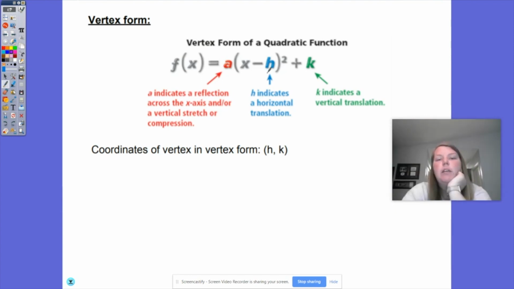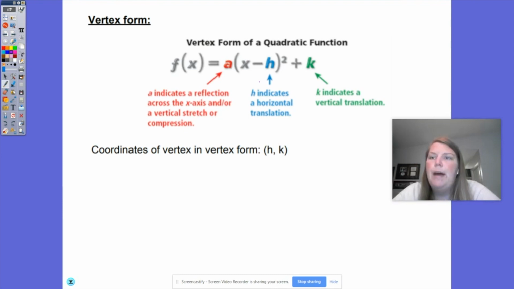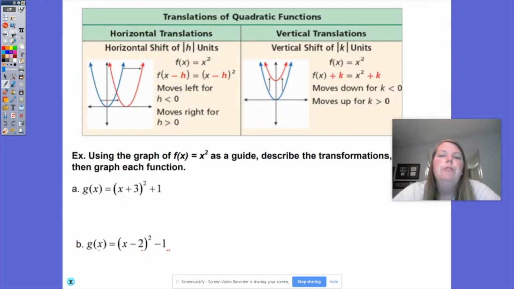The h value is what moves it horizontally, so left to right, and that's when we want to think about the inside as opposite. So if it's saying minus a number, that's actually going to move it to the right, and if we say plus a number, that's actually going to move it to the left. And the k value outside the parentheses is going to move that parabola up and down.